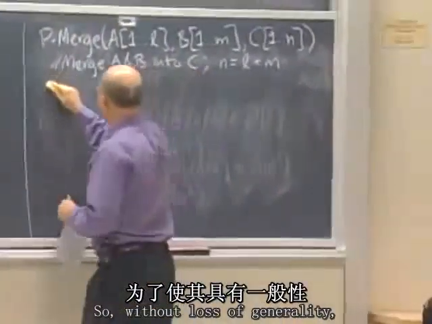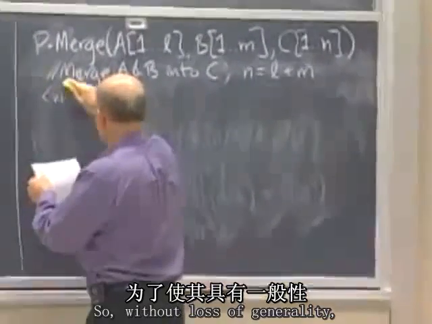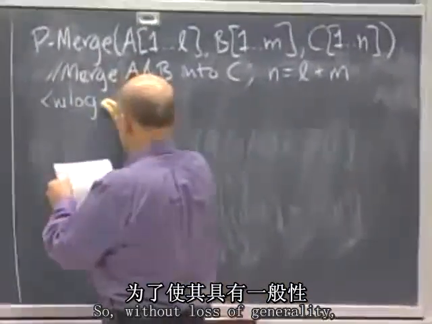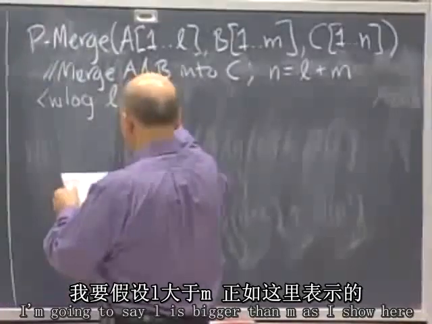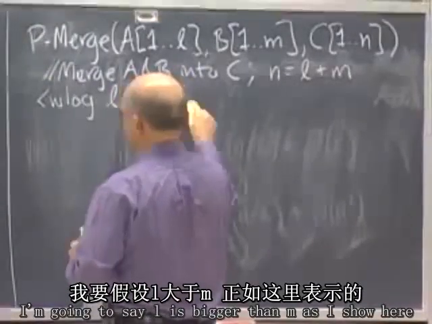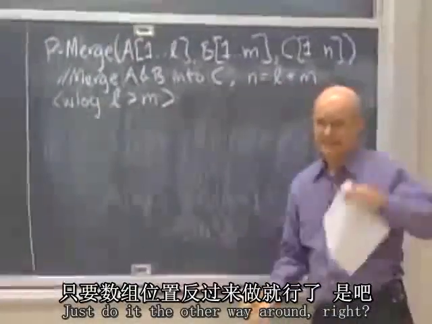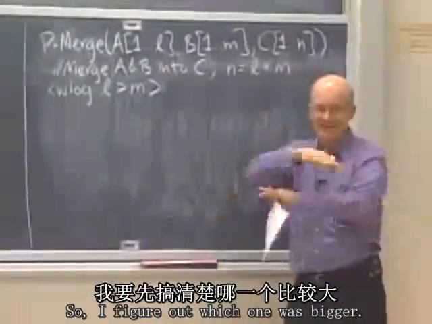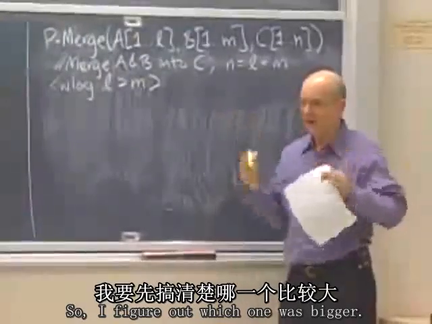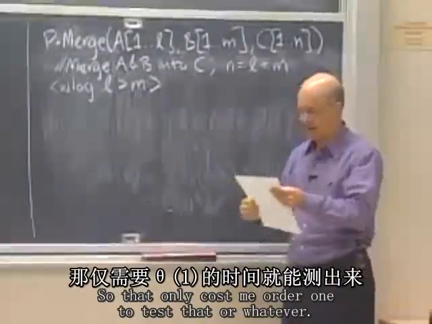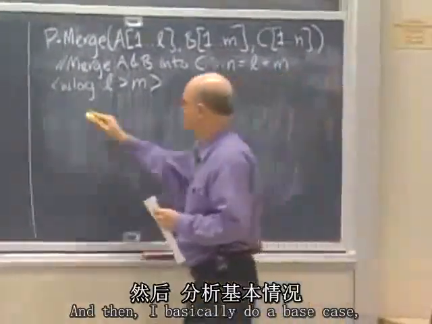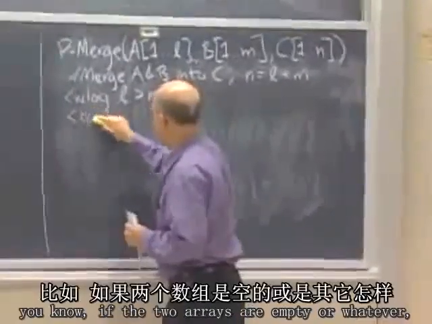So let's see. Without loss of generality, I'm going to say L is bigger than m, as I showed here, because if it's not, what do? Just do it the other way around, right? So I figure out which one is bigger. So that only costs me order 1 to test that or whatever. And then I basically do a base case.